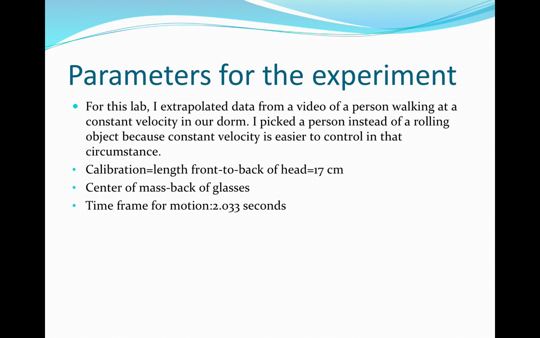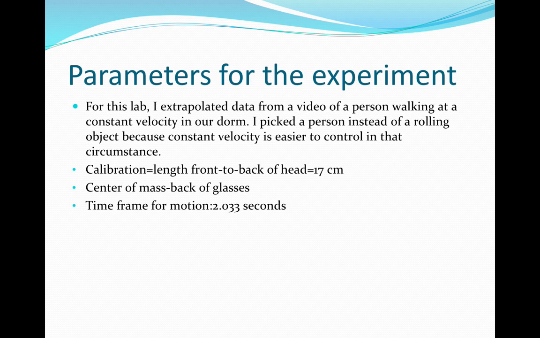So what are the parameters for the experiment? Well, for this lab, I took data from a video of a person walking at a constant velocity in their dorm. I picked this instead of the common object of rolling a ball or some other object because I think that a person walking is easier to control in terms of constant velocity.